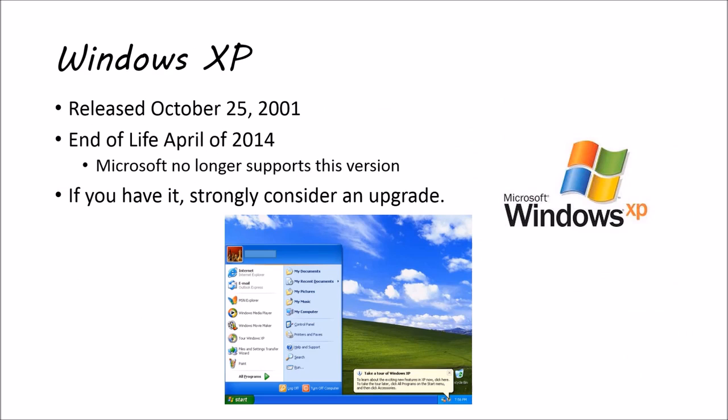is Windows XP. Now this is a more modern Windows operating system. It was released on October 25th of 2001. Its end of life was in April of 2014, and Microsoft no longer supports this version. So what the end of life means is basically it was deprecated. We're not supposed to be using it anymore. However, I bring it up because a lot of people still have it, and because of that, you may want to consider an upgrade or getting a new computer if you do have it.